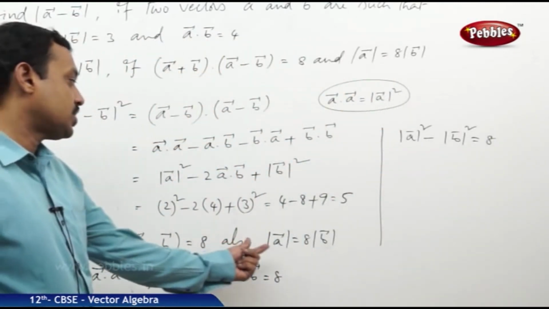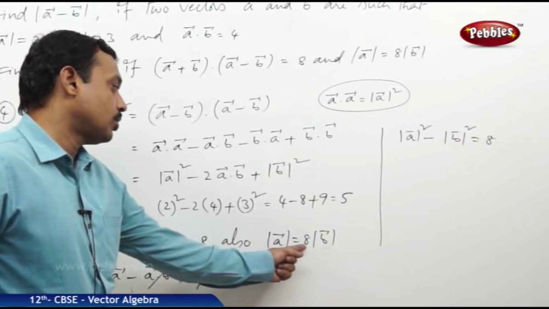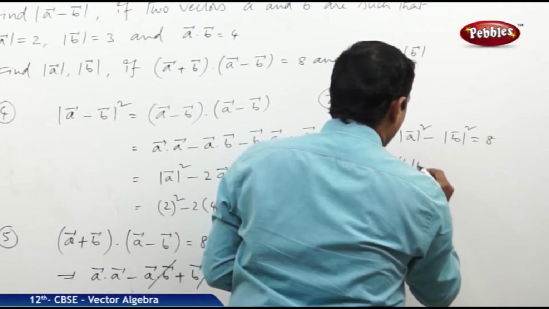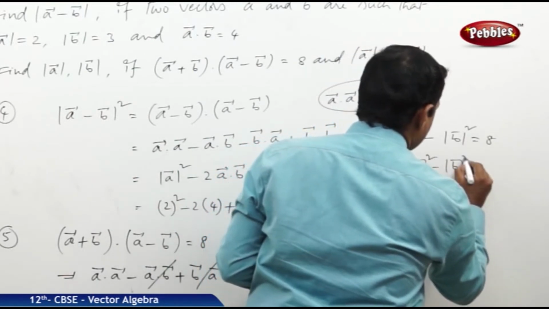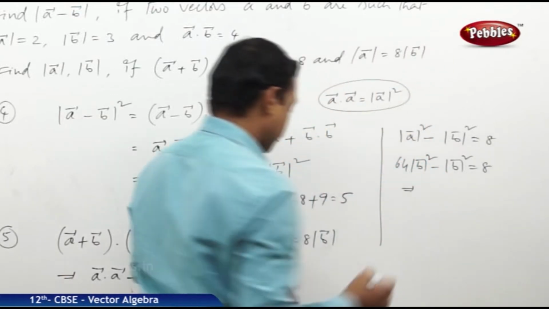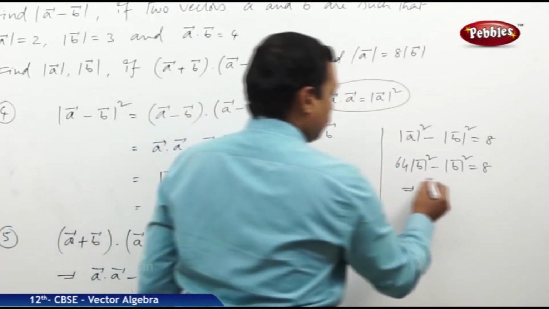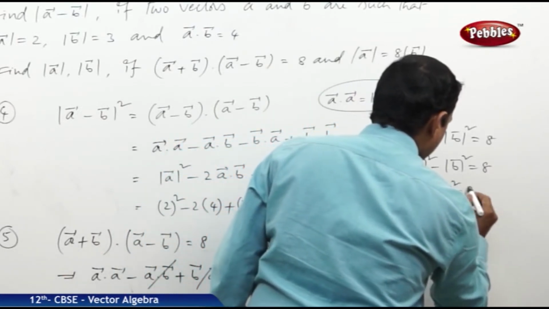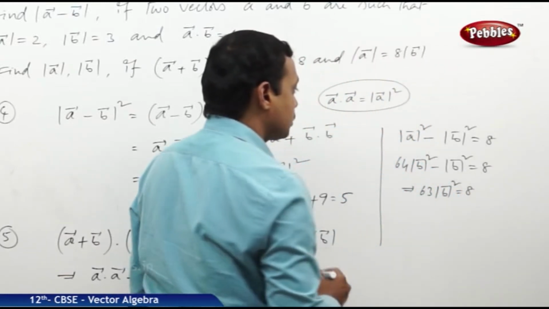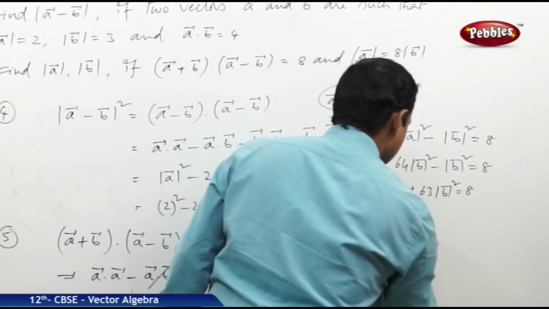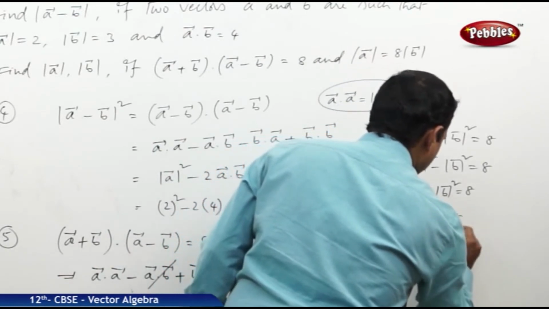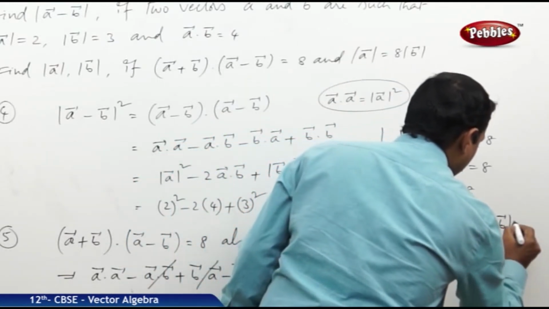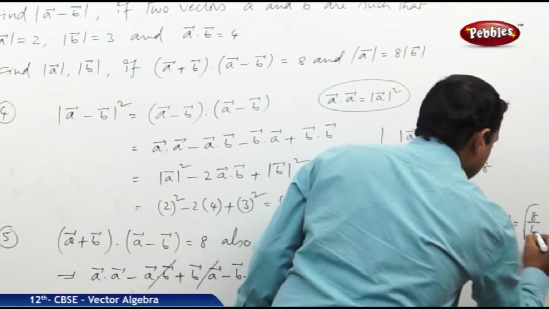But there is one more condition we have, that is mod a is equal to 8 mod b. Substitute there. Mod a square is equal to 64 into mod b square minus mod b square is equal to 8. 64 minus 1, 63 mod b square is equal to 8. Therefore, mod b square is equal to 8 by 63. That implies the magnitude of b vector is equal to root of 8 by 63.